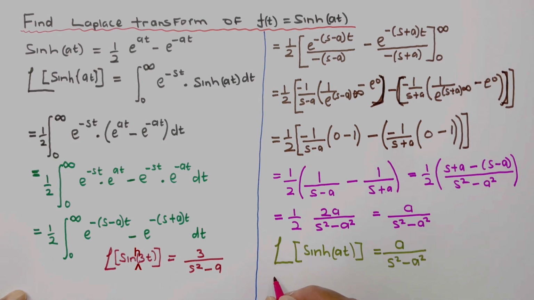Another example: Laplace of 2 sin 4t. That will be equal to, well, 4 is a, over s squared plus 4 squared, 16, and then you times it by the 2, the constant, that would be 8 over s squared plus 16.